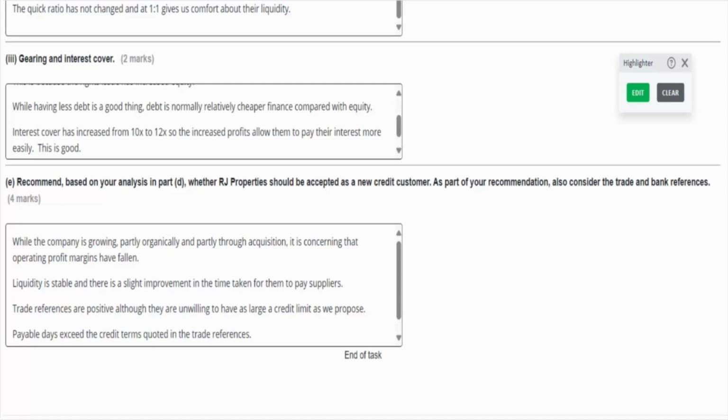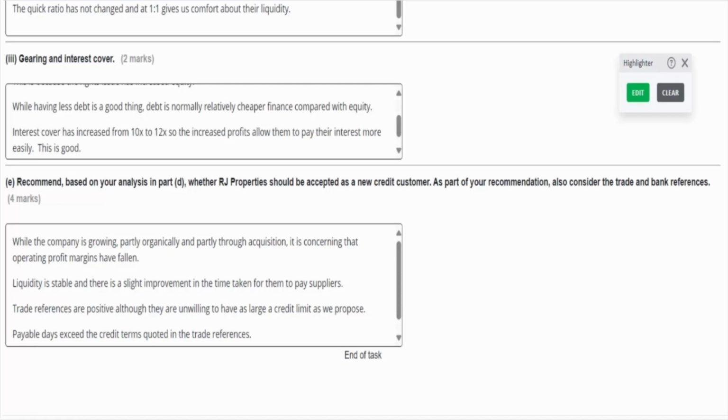We are provided with 2 trade references, and let's have a look at these now. So trade reference 1 received from Bluig Limited. So we have traded with RJ Properties for several years, and they have credit terms of 45 days and a credit limit of £150,000. The company has always paid to terms.